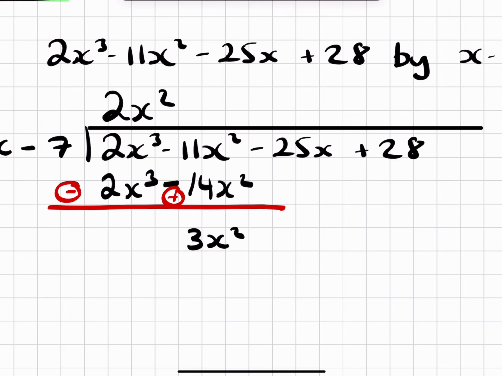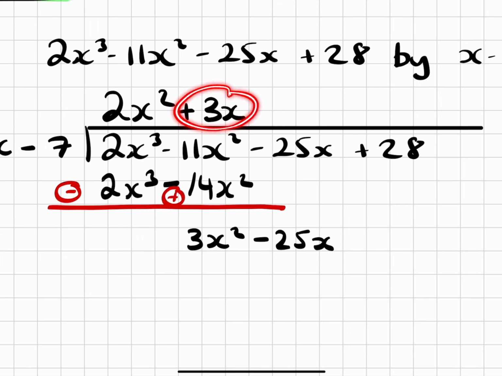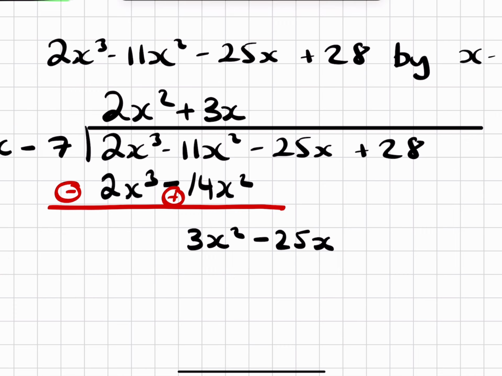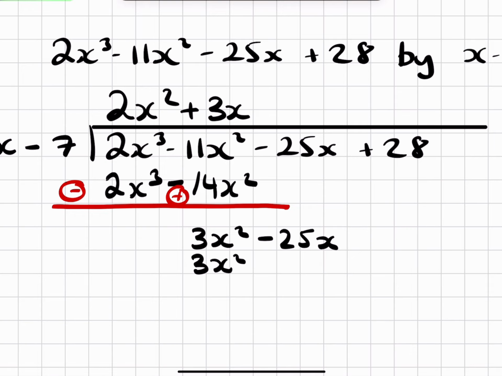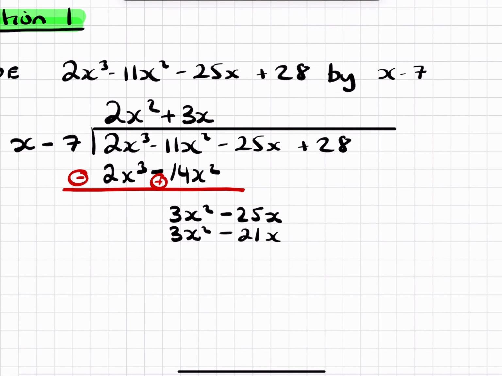Now bring down the next one, minus 25, and we rinse and repeat. x times what gives me 3x squared, and I write it on top. So x times 3x gives me 3x squared. Now that I have that 3x, I multiply it by the 2 values here and write them both underneath. 3x times x gives me 3x squared, and 3x times minus 7 gives me minus 21x. And then my favorite part: draw a line and change the sign.